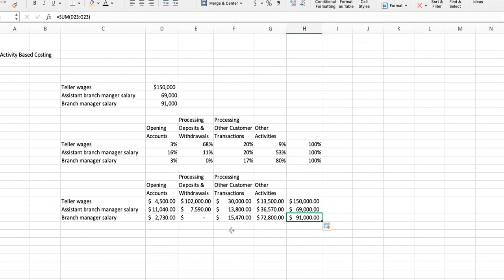Okay, this is a first stage allocation. That's all we do. And obviously we see here that branch managers don't do processing of deposits and withdrawals. And this is why we do activity-based costing, so that we can see things like this. And now we're going to go down and we're going to do the second stage allocation. So to do this, we have to know the activity rate. So we're going to use 500 accounts opened.